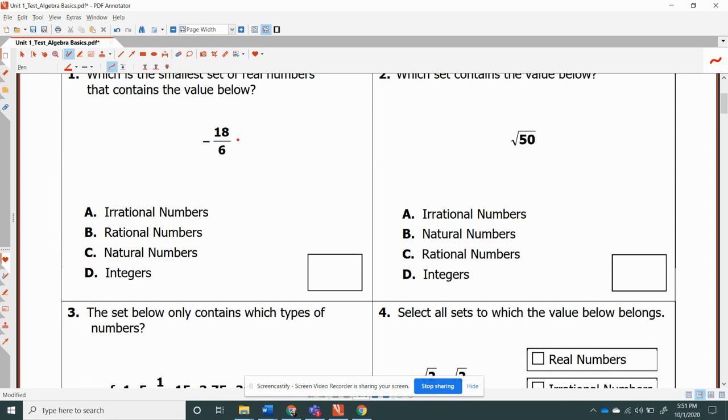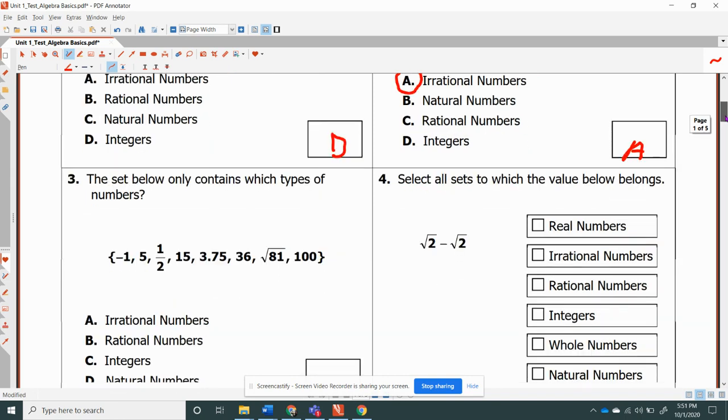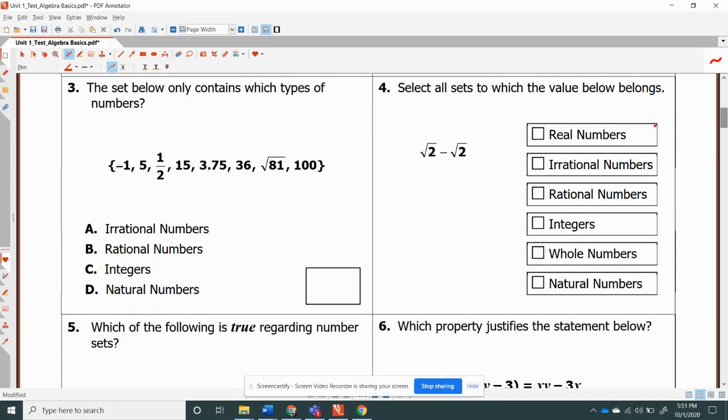A couple of you did see that this actually reduces to -3, and -3 is an integer, so that would be D. The square root of 50, if you were to plug it into a calculator, which you were allowed to do, you would see it just goes on and on and on with no repeating decimals. That is an irrational number, A. Okay, the set below contains only what type of numbers? All of those numbers are rational numbers, B.